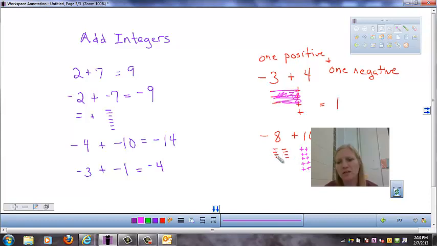And 8 of these are going to go away. These 8 are going to go with these 8. Just like you were subtracting, you're going to subtract 8 of them away. So 10 minus 8 is positive 2. You get positive 2. Not negative 2, positive 2.